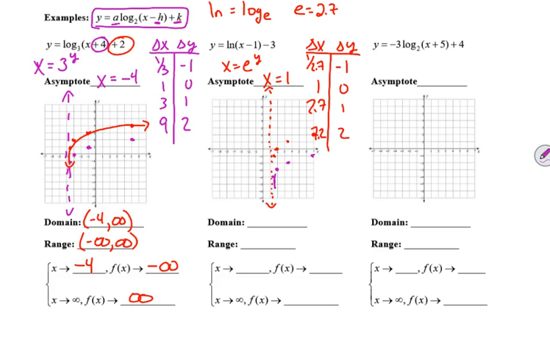And then sketch it. Okay. Pretty straightforward. Our domain will be 1 to infinity. Our range will be negative infinity to infinity. As x approaches the asymptote of 1, y is going down. As x approaches infinity, y is increasing.